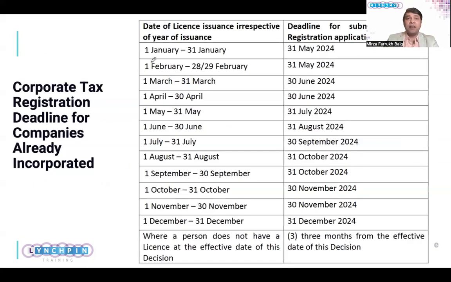Just a summary here: all the companies formed up to Feb, between Jan and Feb, have to get registered by 31st of May, and so on and so forth. For example, if a company was incorporated in the month of July, then they have to get registered by September 30th this year, and so on. So please ensure that you get the registration done on time to avoid the fines.